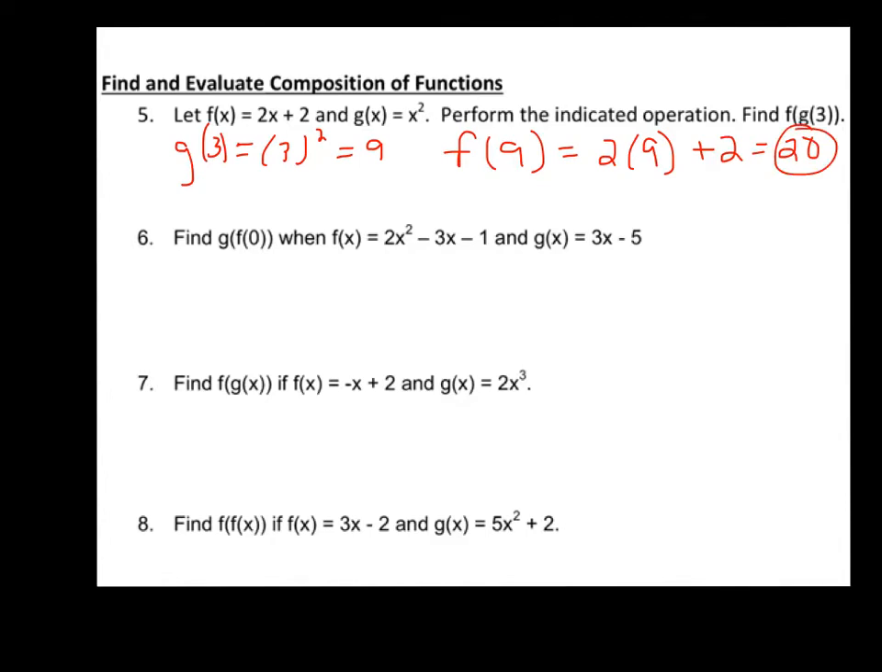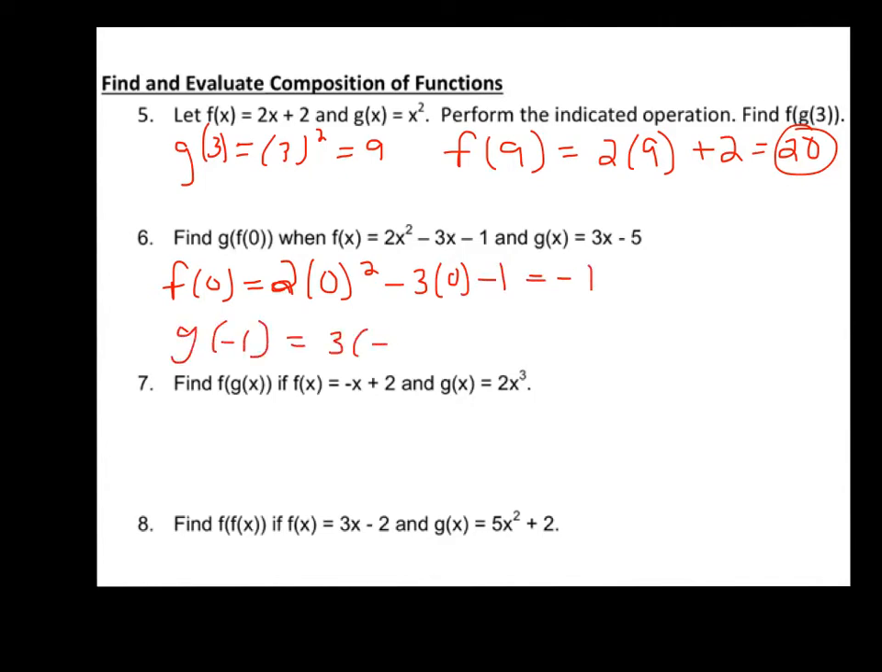On number 6, we're finding g of f of 0, which means we have to start by finding f of 0. So everywhere we see an x in f, we're going to plug in a 0, which equals -1. And then we're going to find g of -1, which would be -8. So that's our answer.